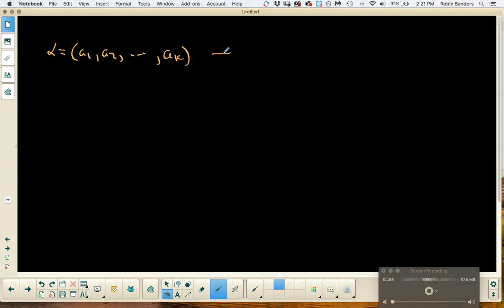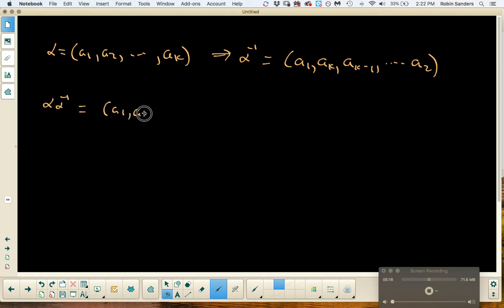So to get alpha inverse, we need to just run around the cycle in the opposite direction. So this will say that alpha inverse is actually equal to A1 goes to Ak, which goes to Ak minus 1, which goes to Ak minus 2 until we eventually get down to A2, which will go back to A1. And if we look at the composition of this pair of permutations, the symbols, of course, would look like this.